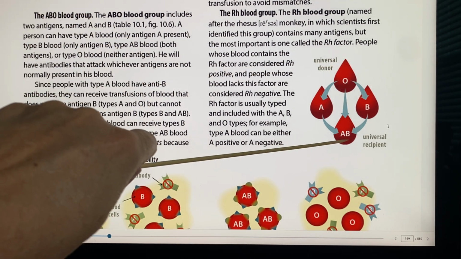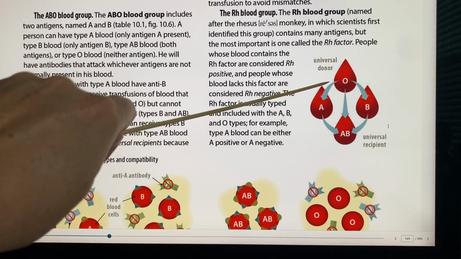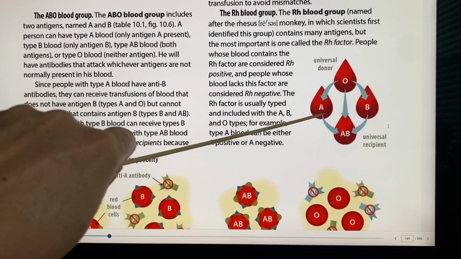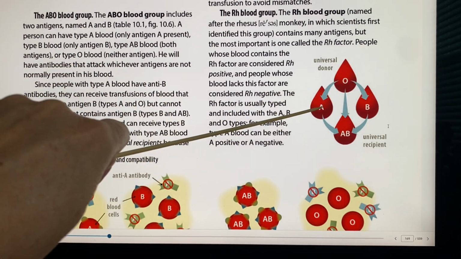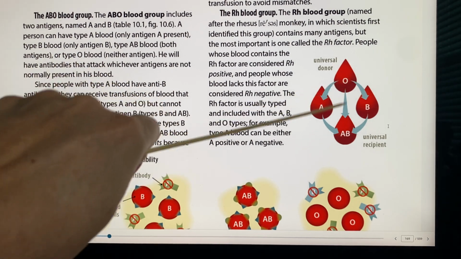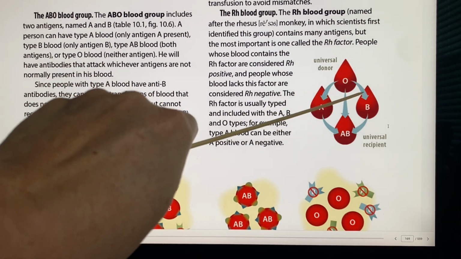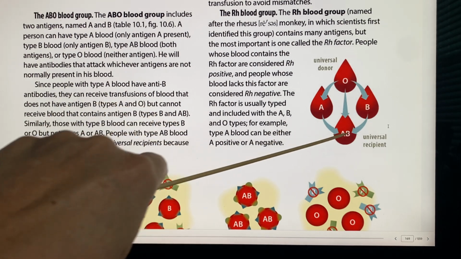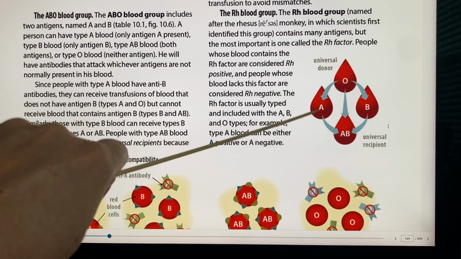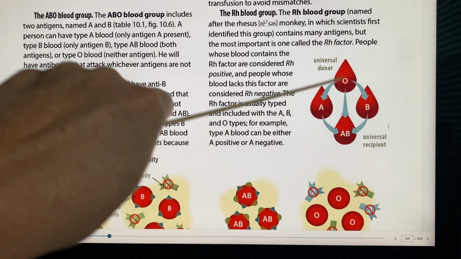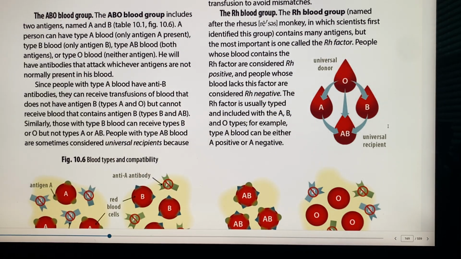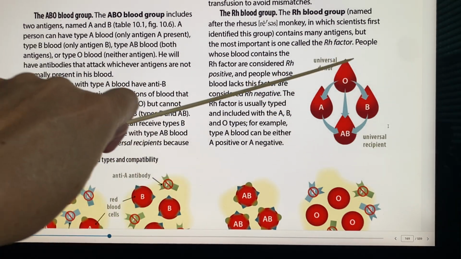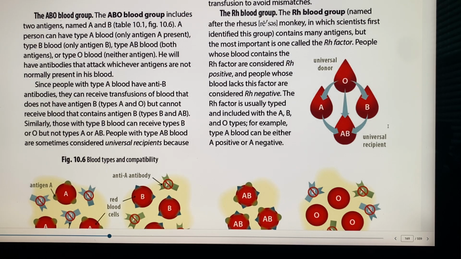AB is the universal recipient. And O can give blood to A, B and AB, and they like O. They're pretty good with it. So the B blood here can give only to AB, and the A blood can only give to AB. No one can give to O. So AB is the universal recipient, O is the universal donor. Hope you got that.